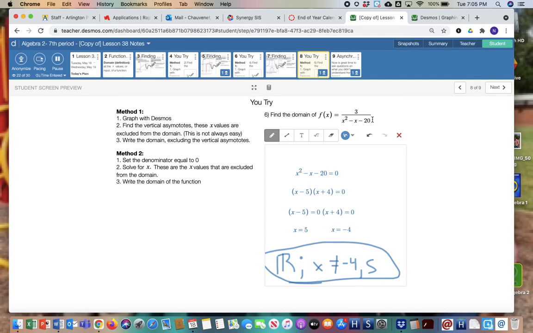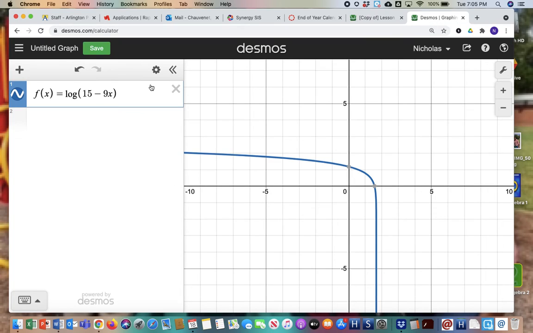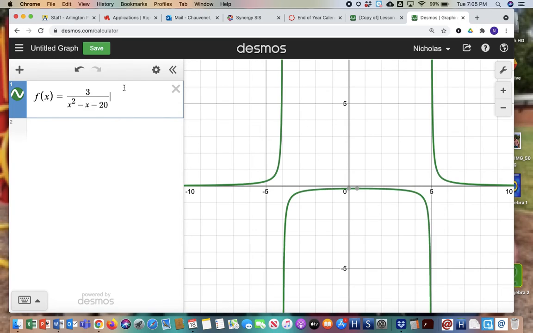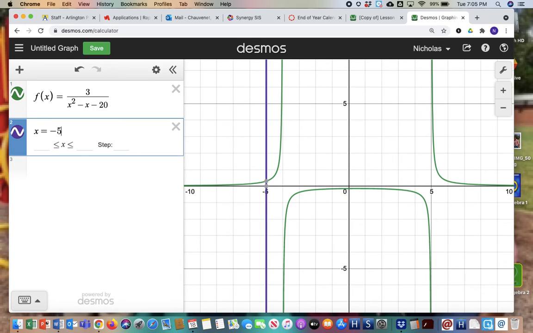Again, you could do it by graphing. You would copy this whole thing and put it into Desmos. When you put it into Desmos, you need to identify those vertical asymptotes. You can play around with it, like put x equals negative 5. Oops, that intersected. Let me do negative 4. There it is, right? And then 4. Nope, that intersects. 5, there it is. So you could play around with those to identify them.